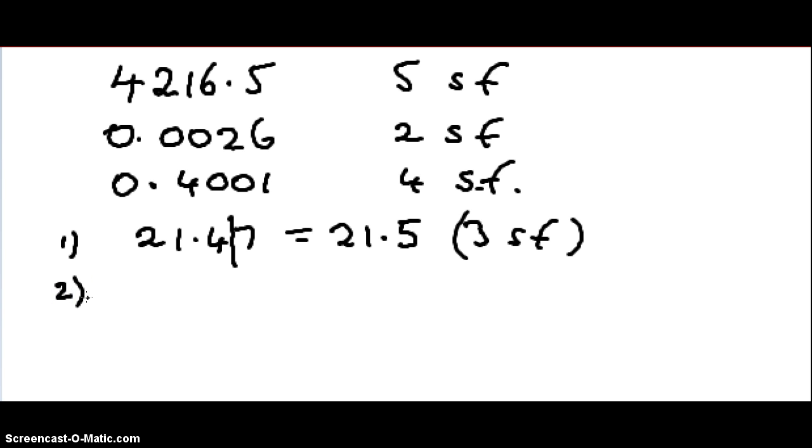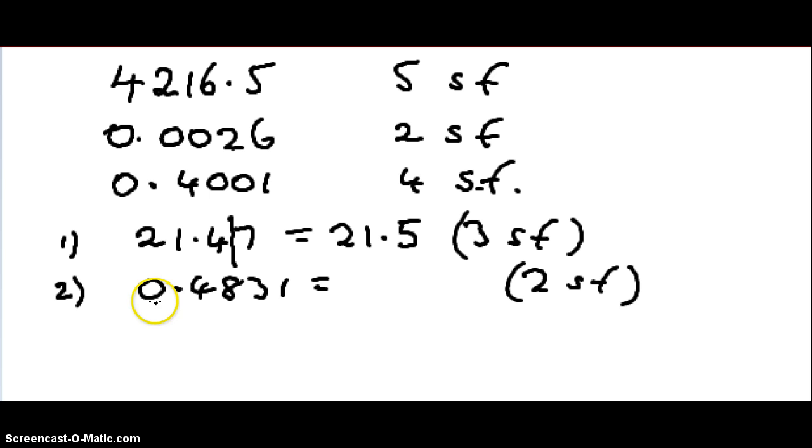Second one we'll come to, we have something like 0.4831. And let's imagine we want to round this to 2 significant figures. So again, we start from the beginning. We notice the first 0 is not significant. So the significant figures are the 4 and the 8. So I'm going to put my line after the 8. I look at the number after the line, which is a 3. So it does not affect the 8. So to 2 significant figures, 0.48 would be my answer.